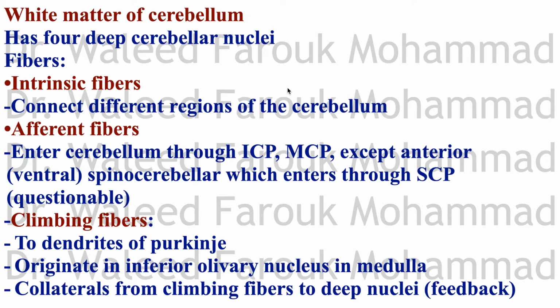And there are some fibers called the climbing fibers. They are fibers that go to synapse with the dendrites of Purkinje. Any incoming fibers to synapse with the dendrites of Purkinje are called climbing fibers. They originate in the inferior olivary nucleus in the medulla. So it's a connection between the inferior olivary nucleus and the cerebellum, to be precise, to Purkinje cells, and collaterals from climbing fibers to deep cerebellar nuclei as a feedback loop.